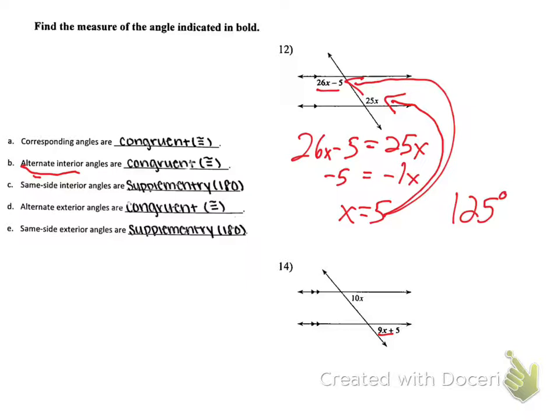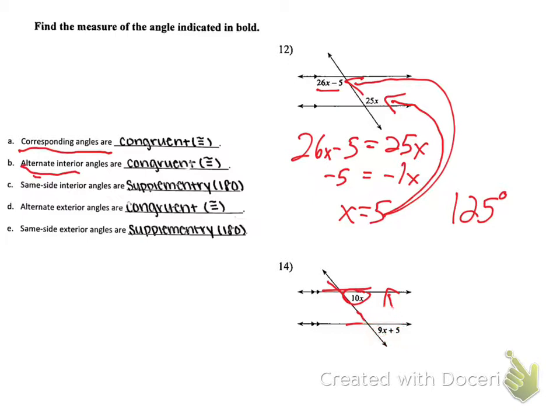All right, number 14, these are both corresponding angles. You know that because they're both in the same position: 9x plus 5 is in the bottom left, and 10x is in the bottom right position, I should say, not bottom left. If you were to slide this one up, it would cover that. That means they're corresponding angles, and they are congruent.